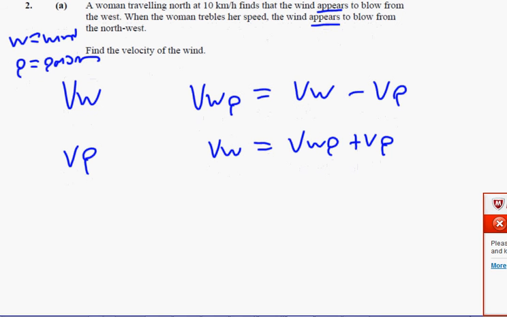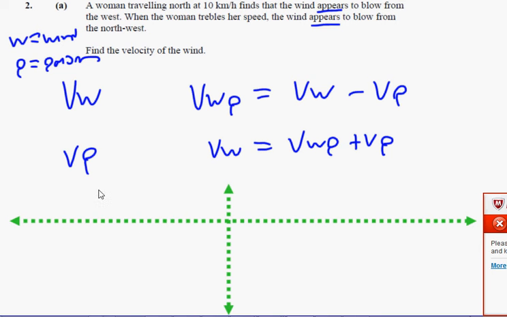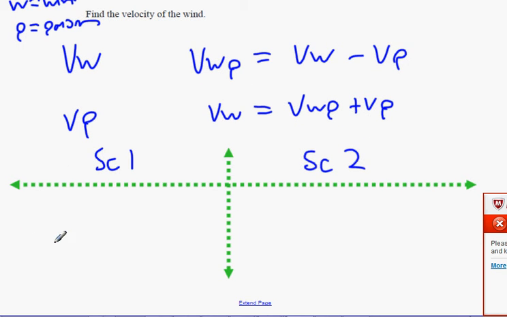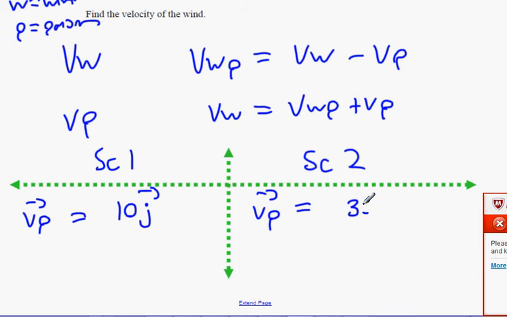Now, what we're going to do is we're going to need letters to represent what is going on. Now there's two pieces of partial information. So we're going to split the question in half. Scenario 1, Scenario 2. Now, Scenario 1, the woman is travelling 10 meters per second north. Scenario 2, the woman is travelling 30 north because she trebled her speed.